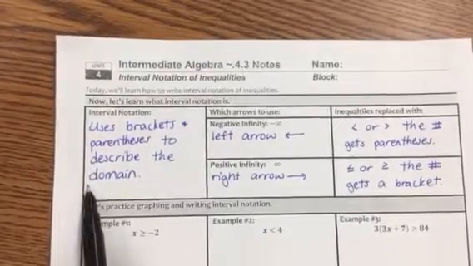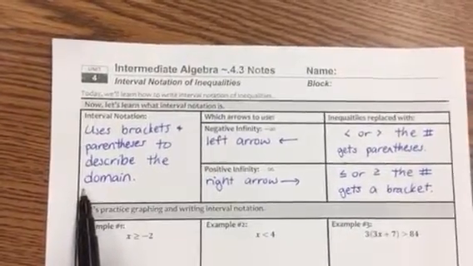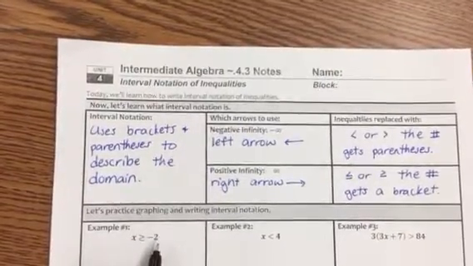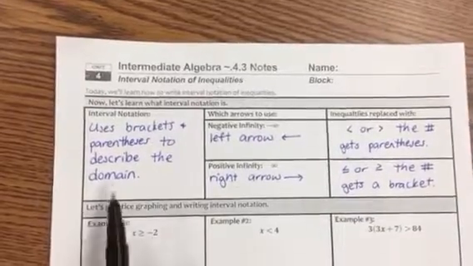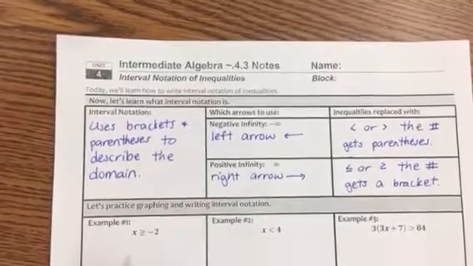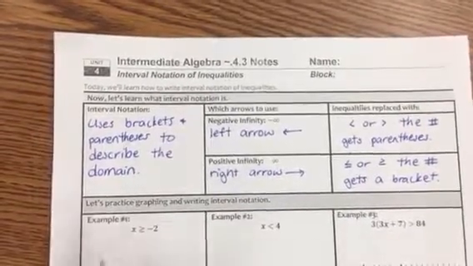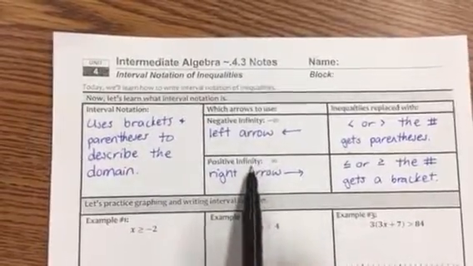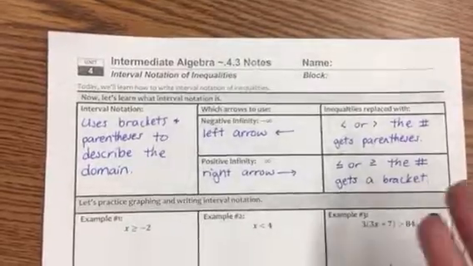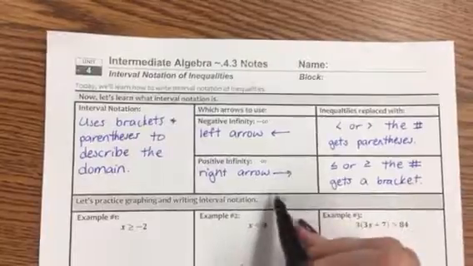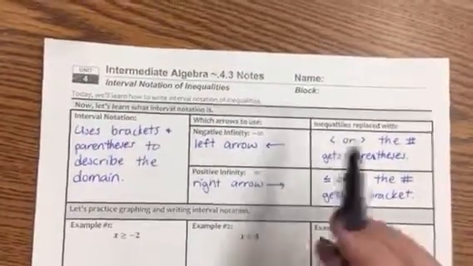Interval notation uses brackets and parentheses to describe the domain, because what we're talking about is whether x is greater than or equal to a number, if x is less than a number, and remember that domain is all of the possible x values that we're going to get. We have to know what arrows we're going to have when we have what kind of infinity signs, or if we have a left arrow on our graph or a right arrow on our graph. Are we going to use infinities? Are we going to use brackets, parentheses? What are we going to do?